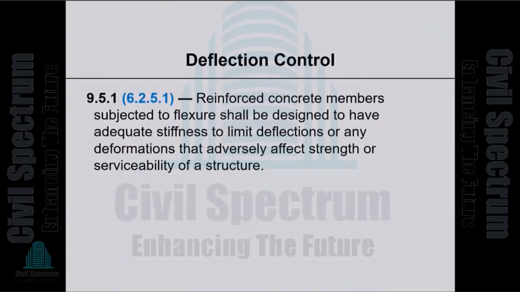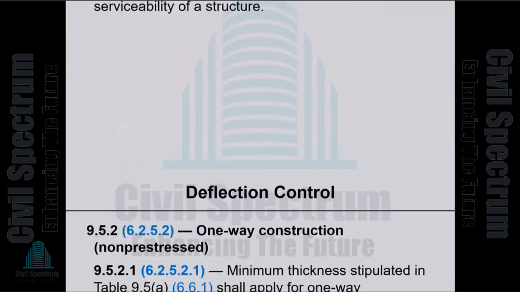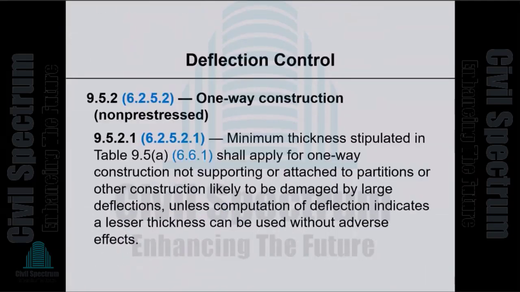Okay, then we go to deflection. In design, all of those things come in. Analysis is analysis, find me strength. But design involves all of these aspects. So reinforced concrete members subject to flexure shall be designed to have adequate stiffness to limit deflections or any deformations that adversely affect strength or serviceability of a structure. Okay, deflection control in ACI 318.